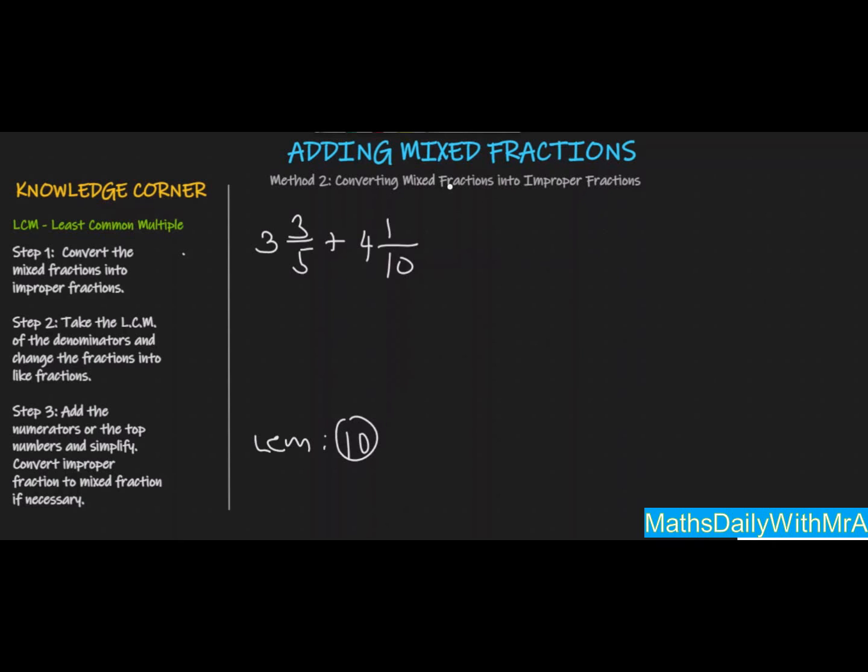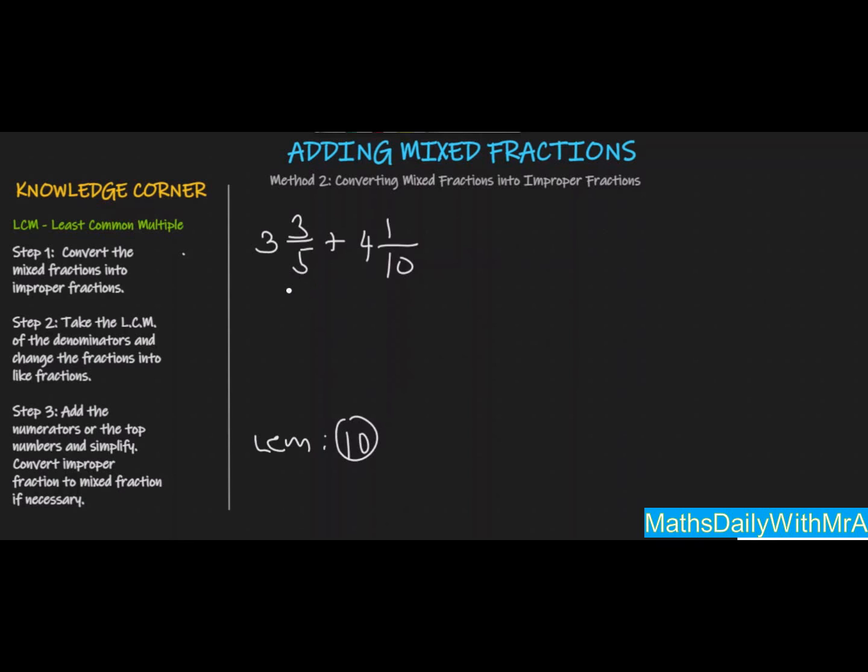Using this method, there are three basic things that you need to remember. Step 1. Convert the mixed fractions into improper fractions. Step 2. Take the LCM of the denominators and change the fractions into like fractions. Step 3. Add the numerators or the top numbers and simplify. Convert improper fractions to mixed fractions if necessary. In this method, the first thing that we need to do is convert mixed fractions into improper fractions.